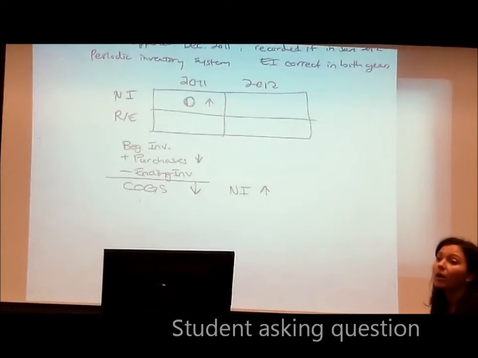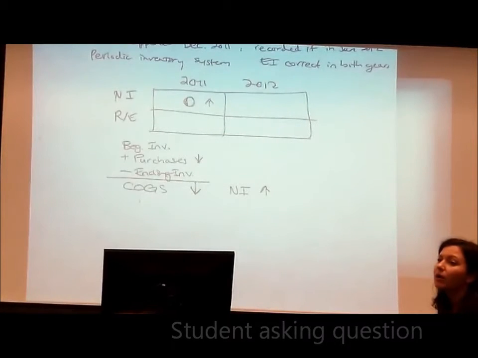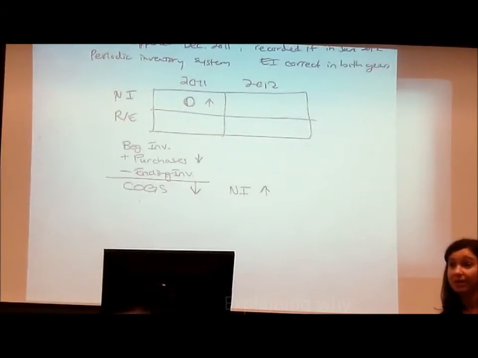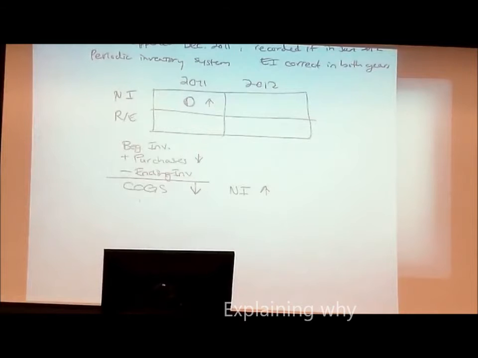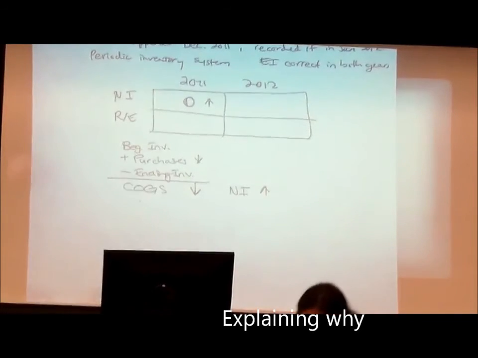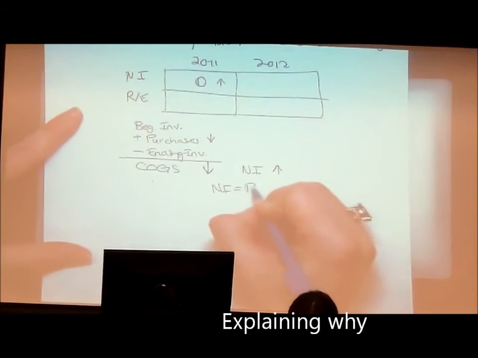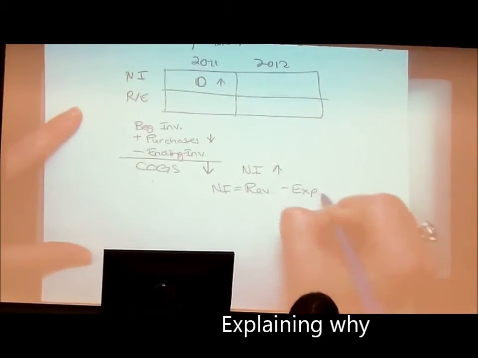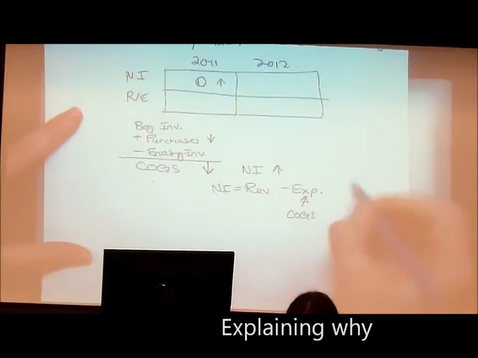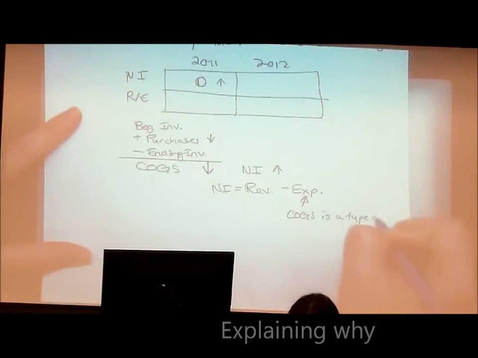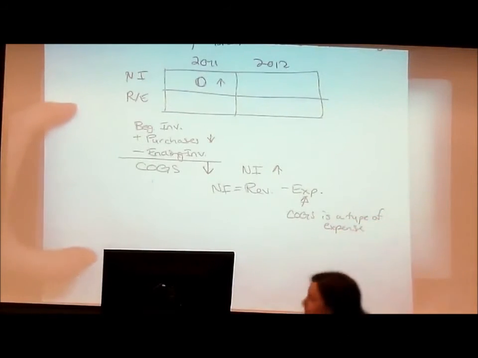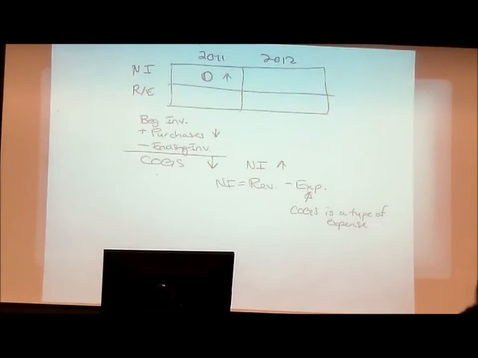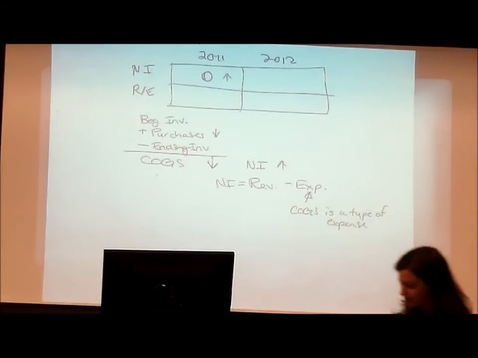No, I'm asking because cost of goods sold goes down, so net income goes up. Right. So cost of goods sold is an expense, right? It's a cost. And net income is equal to revenues minus expenses at the basic level. Oh, okay. Got it? Okay, maybe I should write that. So net income is equal to revenues minus expenses. And I'll just put here cost of goods sold is a type of expense. Okay? Make sense now? All right. So that answers that problem.